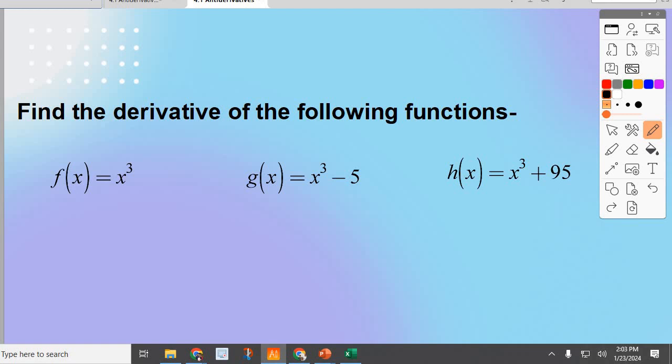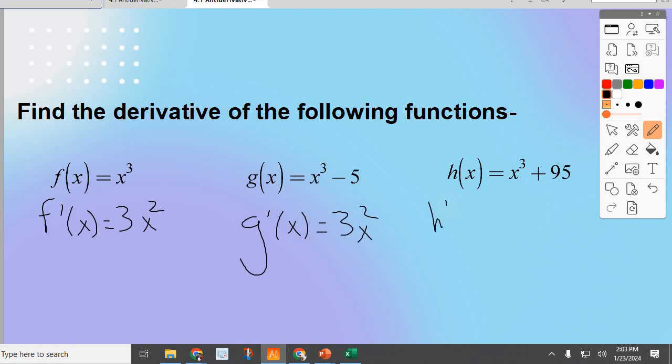So let's go back and find the derivative of f of x. So what is the derivative of f of x? Alright, what is the derivative of g of x? Or the derivative of h of x? Now, if I wanted to go the opposite direction, so let's say I'm starting with the derivative, what rule would we use? Basically, the opposite of our power rule. How do I get back to what we started with?